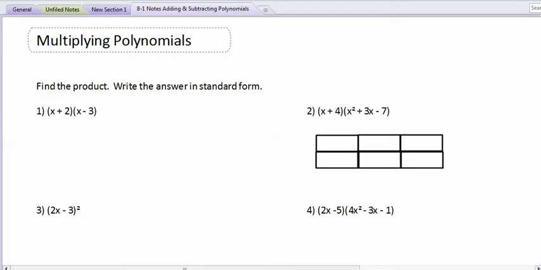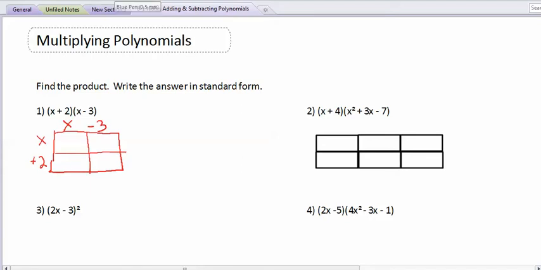So it's a binomial, so 2 terms times 2 terms. So what we're going to do is we're going to make a 2 by 2 box. And there's no box there for you, so we're going to make our own. So now we have a 2 by 2 box. And on the side of our box, we're going to put one of our binomials. So x and a 2. So the x goes with this box, the 2 goes with that box. And then the x goes at the top, and then a -3 over here.